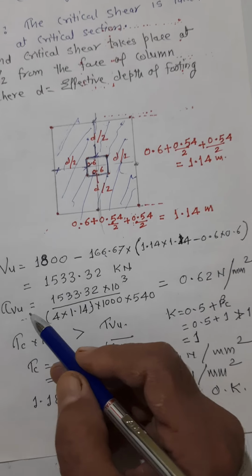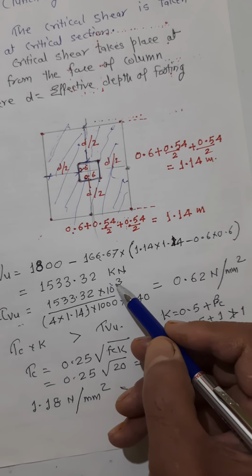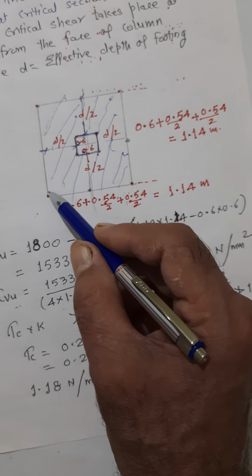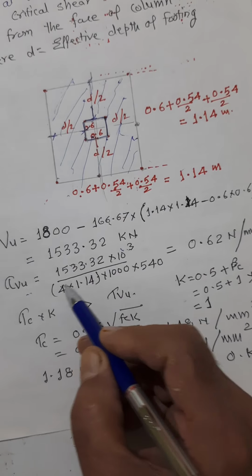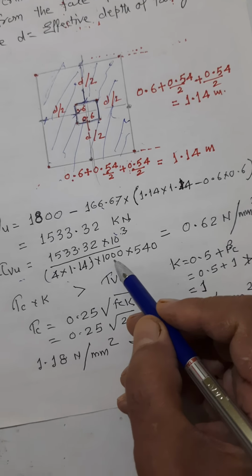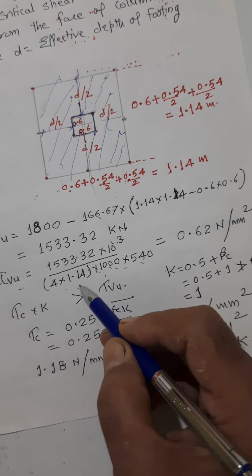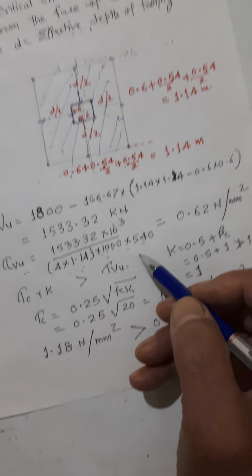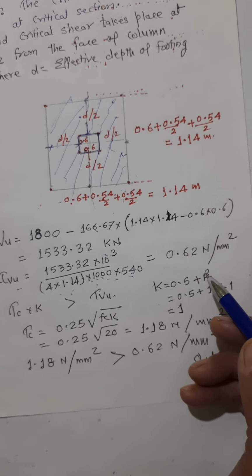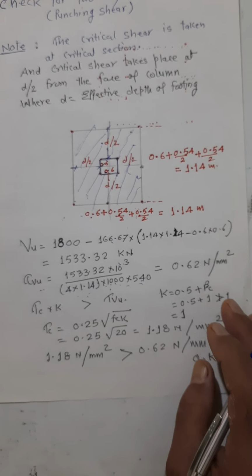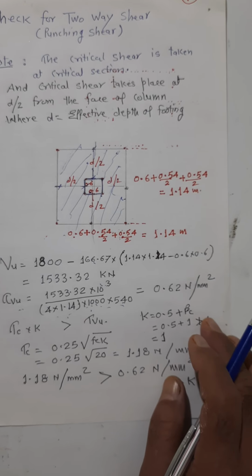Tau v can be calculated as nothing but Vu into 1000, that is Newton, divided by b dash, which is nothing but the sum of the perimeter of the four sides, that is 4 times 1.14, times D. This is converted into meter, and D is already 540, and it comes out to be 0.62 Newton per mm square. So tau v comes out to be 0.62 Newton per mm square.